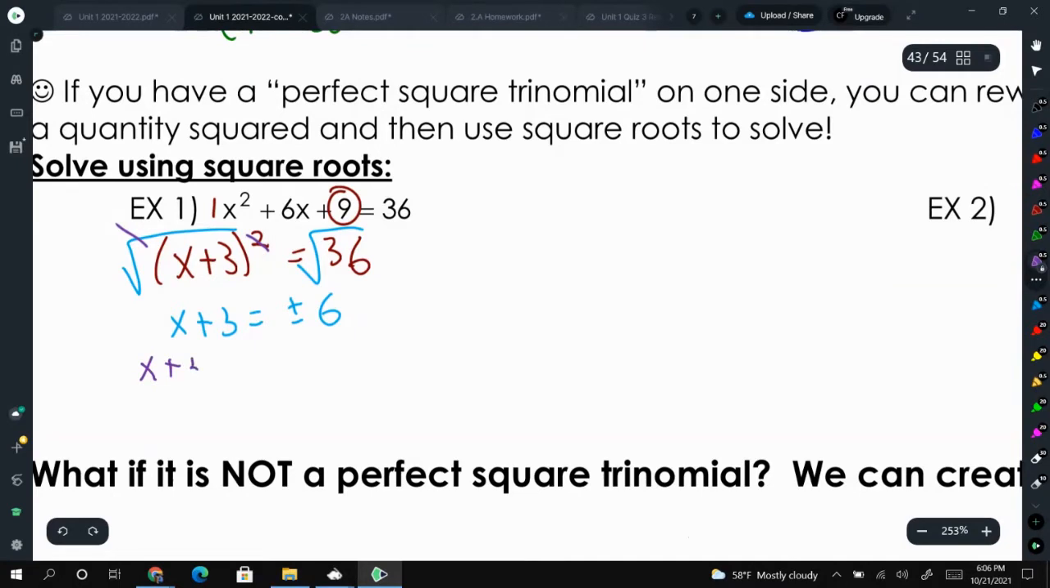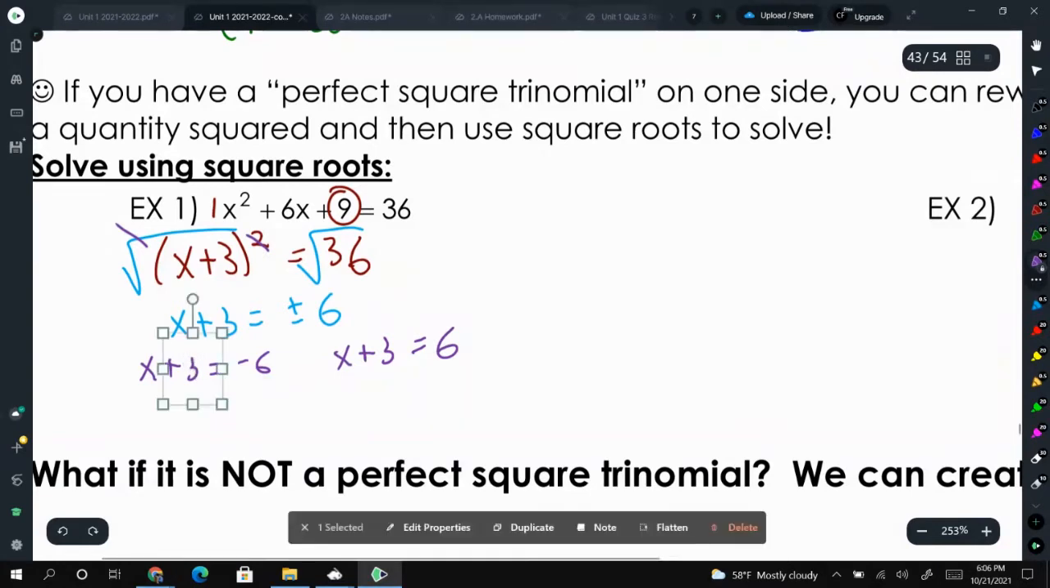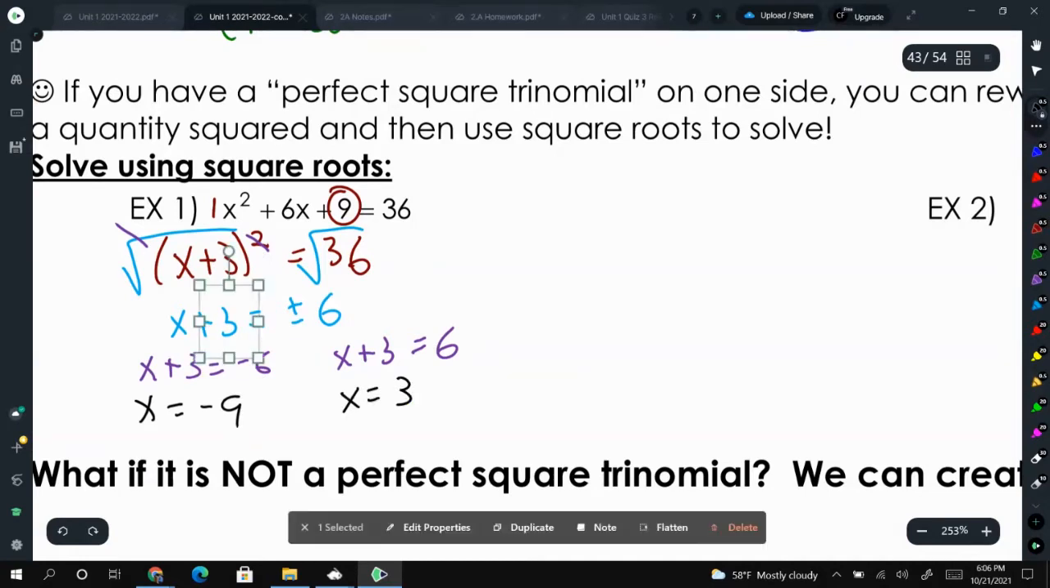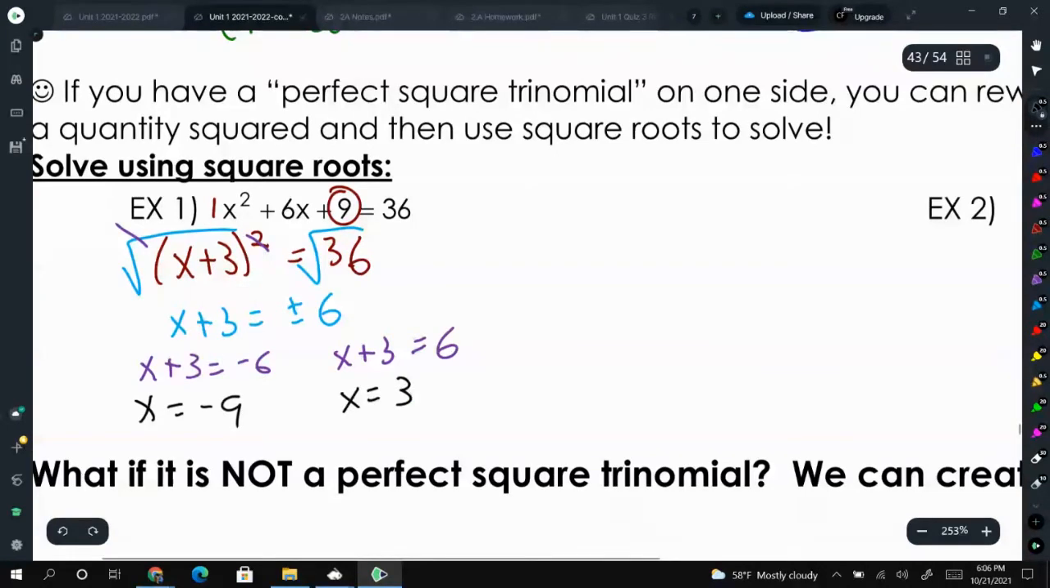So we have x plus 3 equals negative 6, and x plus 3 equals 6. Once we subtract 3 from both sides, we have x equals negative 9 and x equals positive 3. And those would be our two solutions.